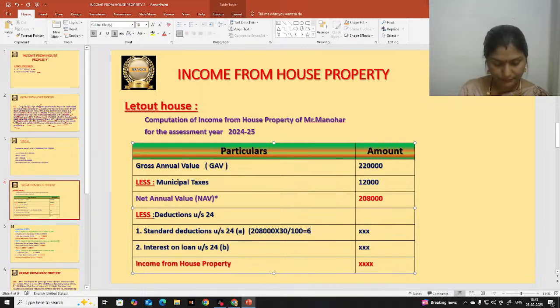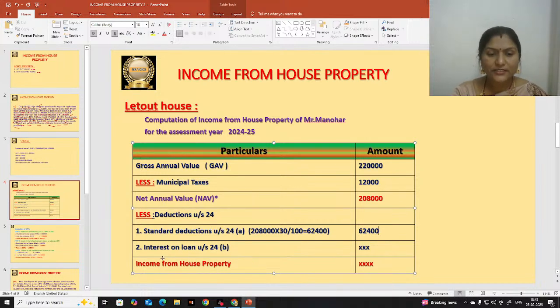62,400. Okay. So that is standard deduction. Let us record that in the amount column: 62,400. Okay, hope this is clear for everyone.